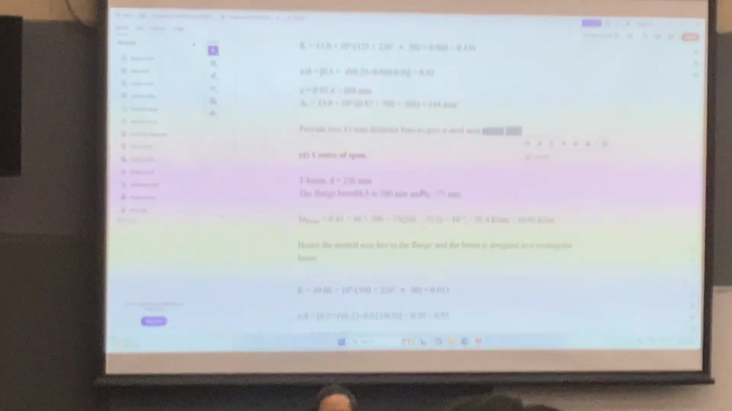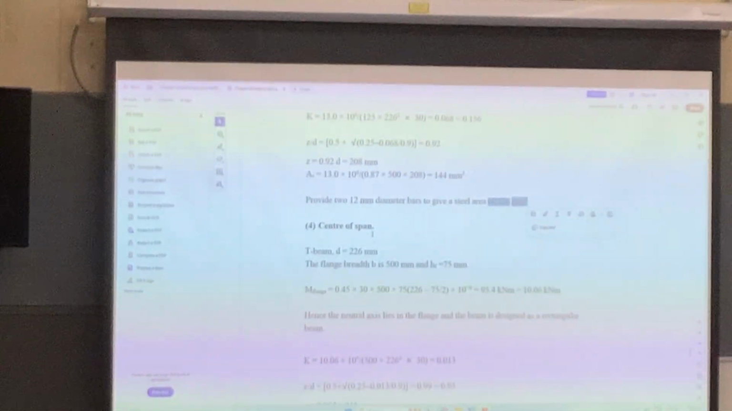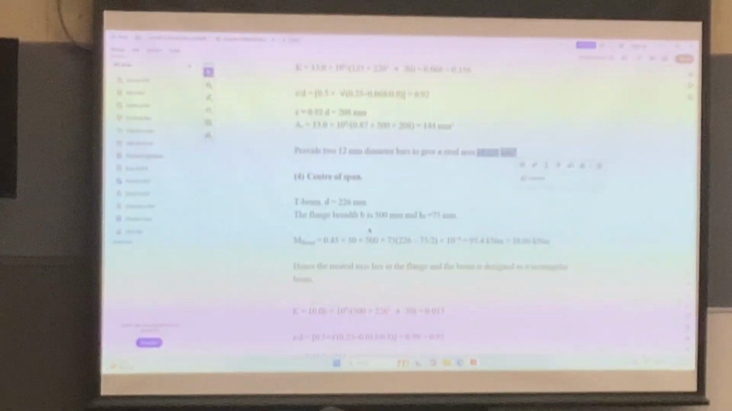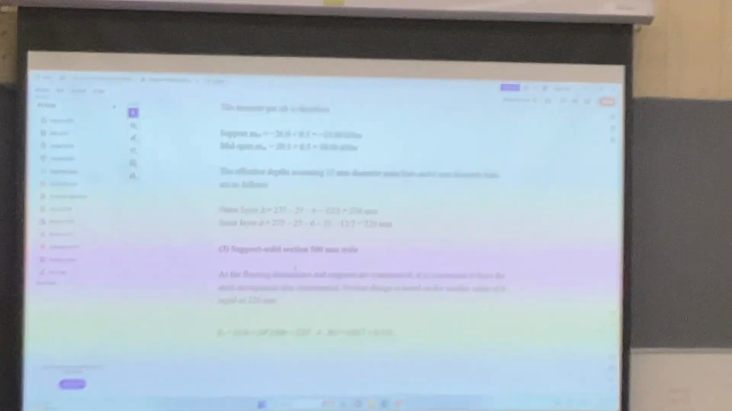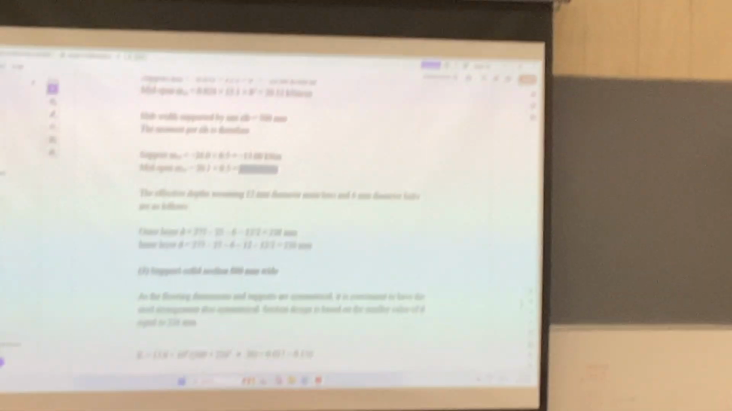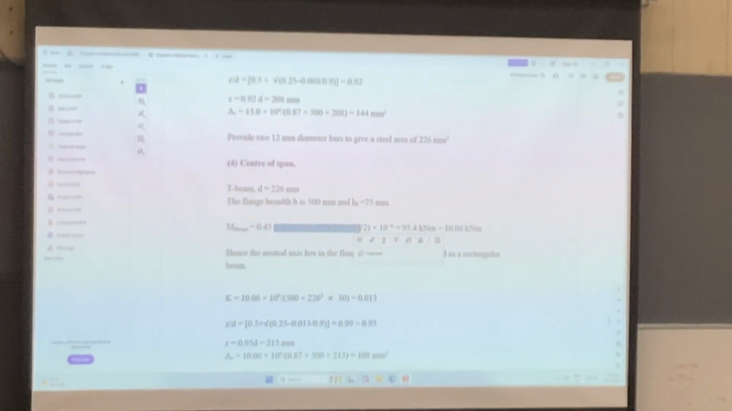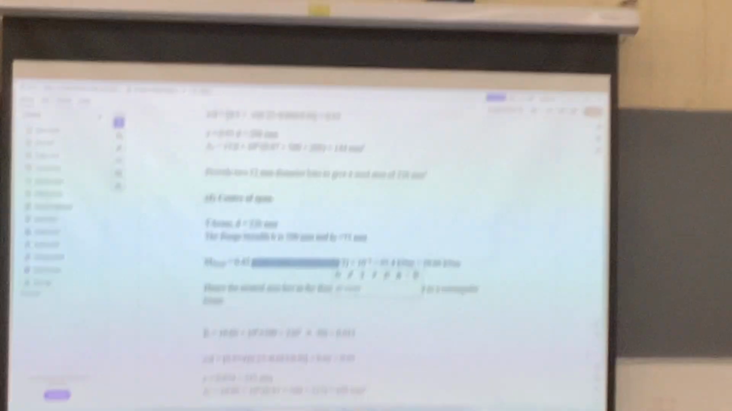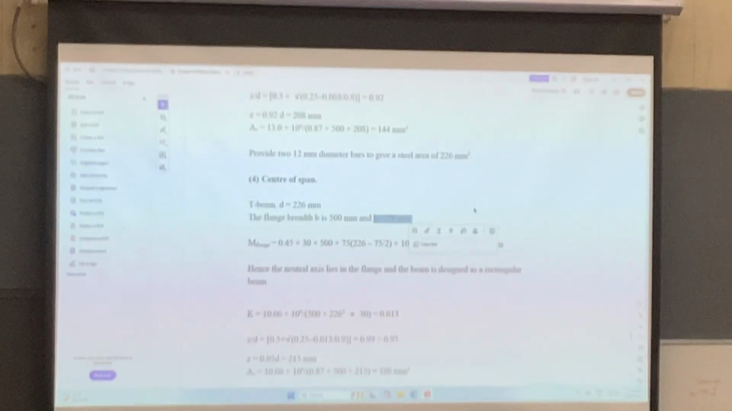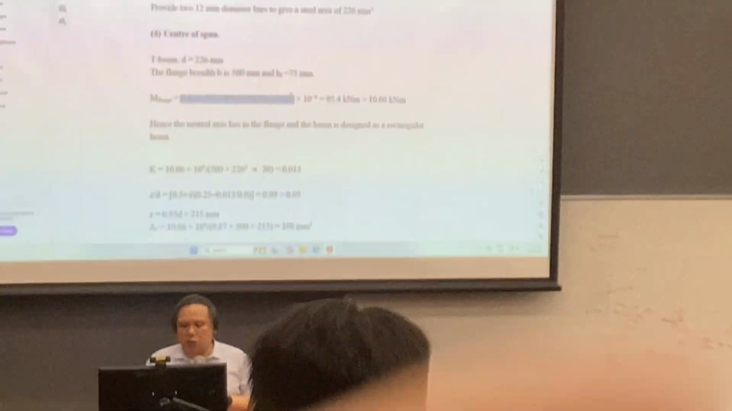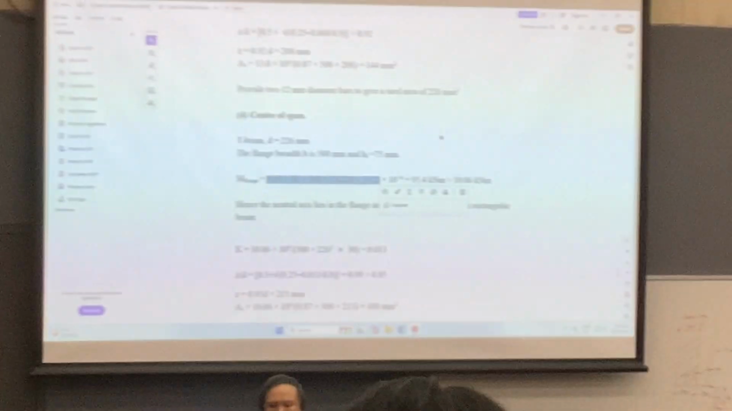And then at the center of the span, if you still remember, our bending moment actually reduced to 10.6. Because in the center it becomes a T-beam, we can use a rectangular beam design if the depth does not exceed hf, which is equal to 1075 mm. As mentioned last time, the neutral axis is set at the depth of the slab.